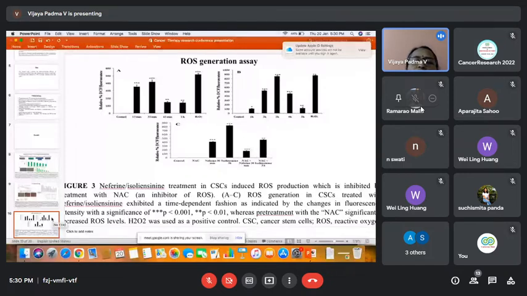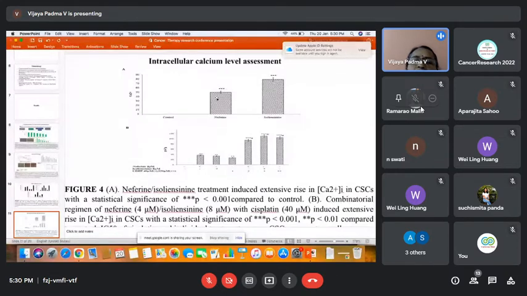And here we have also seen intracellular calcium levels. Intracellular calcium levels were significantly increased in different treatment groups, that is with the neferine treatment alone or with isoliensinine treatment alone. And here figure B shows the combinatorial regimen. In the combinatorial regimen, these groups are shown. First is control. This is neferine 4 micromolar, the dose used in the combinatorial regimen, and this shows the dose of isoliensinine used in the combinatorial regimen, that is 8 micromolar. And this shows the dose of cisplatin used in the combinatorial regimen.